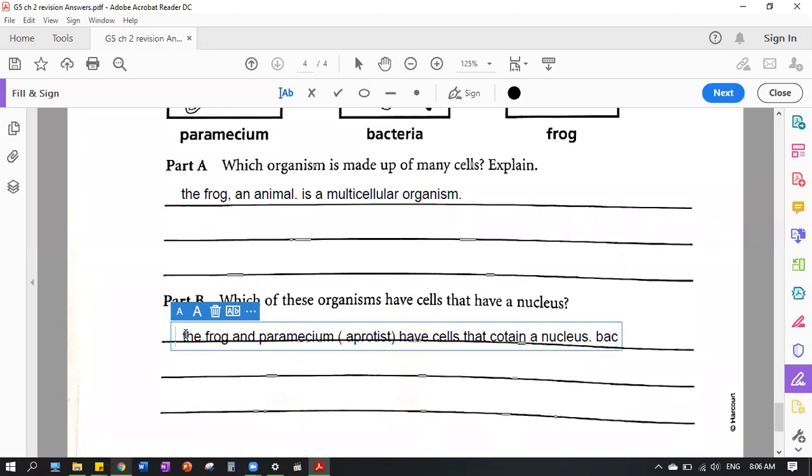Bacteria, or bacterial organisms, they don't have this. Bacterial cells have no nucleus, okay?